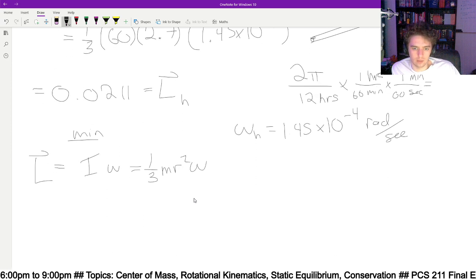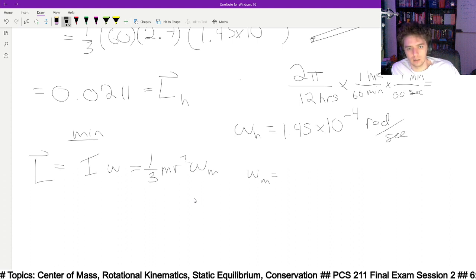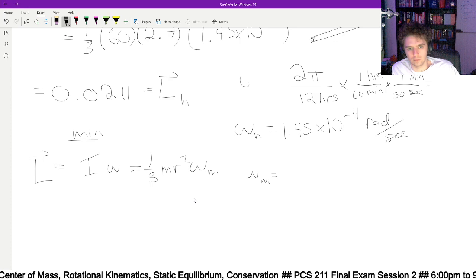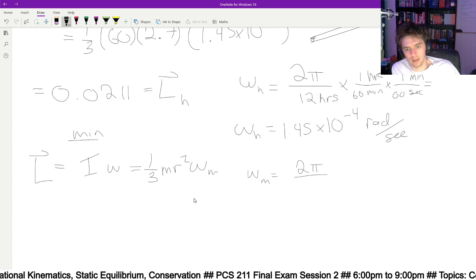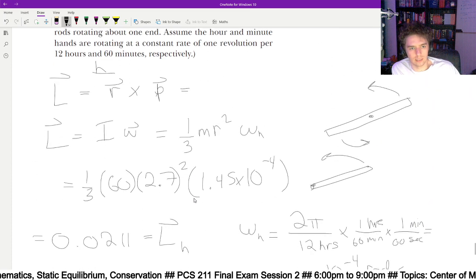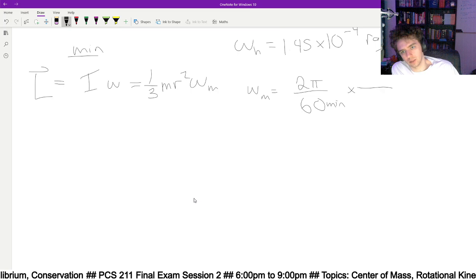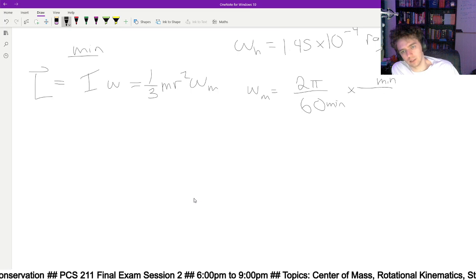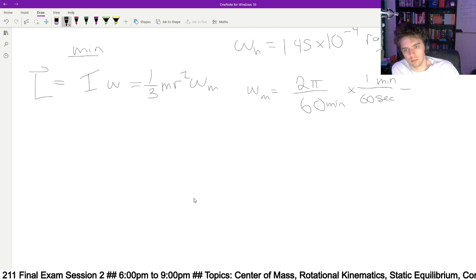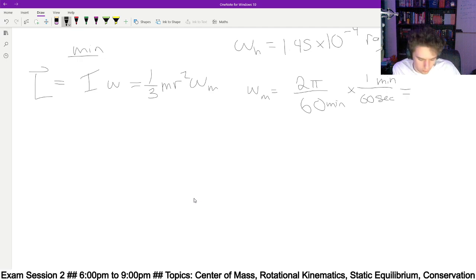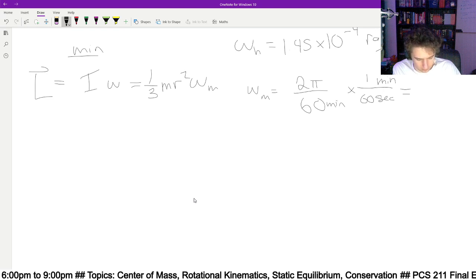We want the angular velocity for the minute hand. So the angular velocity for the minute hand is going to be 2 pi every 60 minutes. And I just want to convert that from minutes to seconds. So there's 60 seconds in 1 minute. So it's 2 pi over 60 times 60.